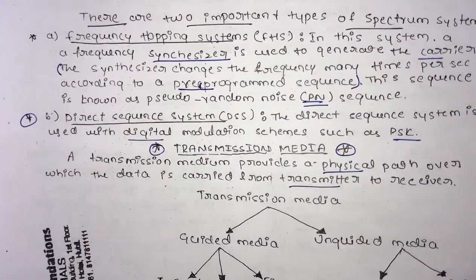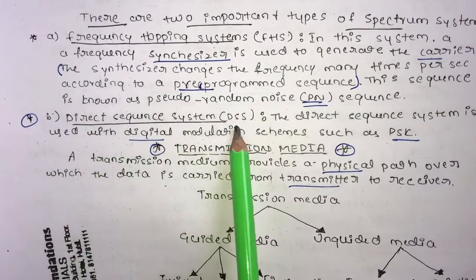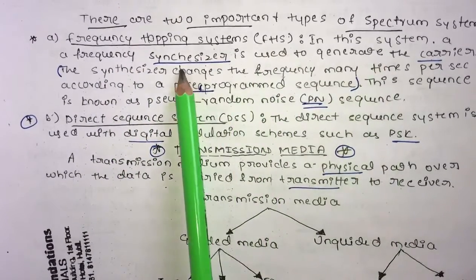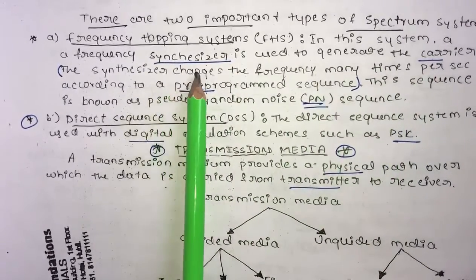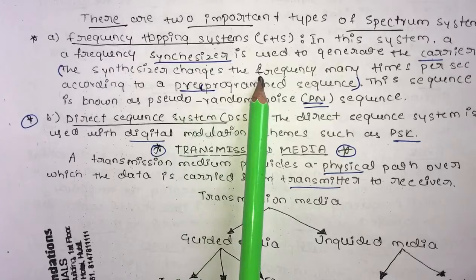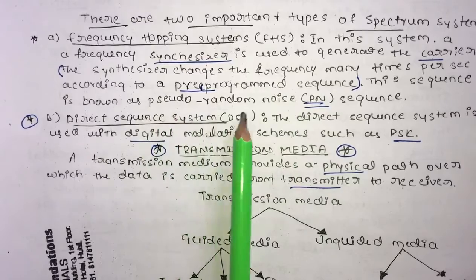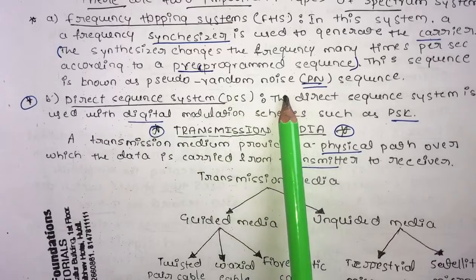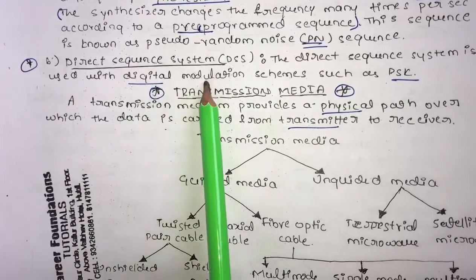And there are two important types of spread spectrum systems. One is FHSS and the second one is direct sequence. In the frequency hopping system, a frequency synthesizer is used to generate the carrier, and this synthesizer changes the frequency many times per second according to a pre-programmed sequence. This sequence is also called the PN sequence, that is pseudo random noise sequence. And the second one is the direct sequence system, DSS.